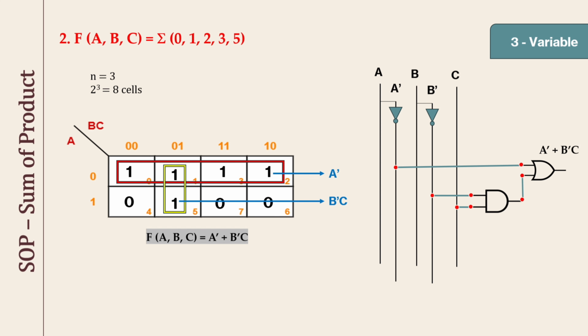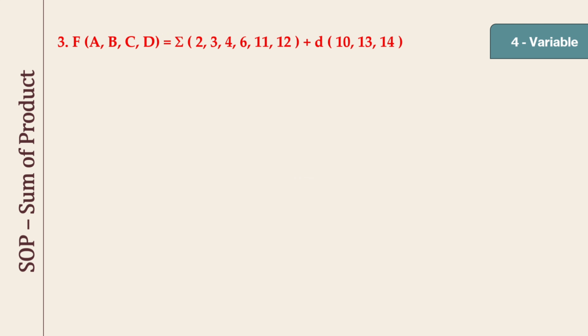Now let's move on to the 4 variable K-map problem. In the 4 variable K-map problem, we have the problem statement as f of A, B, C, D is equal to summation of 2, 3, 4, 6, 11, 12 plus d of 10, 13, 14. This d of 10, 13, 14 represents the don't care values. So let's move on with the solution.